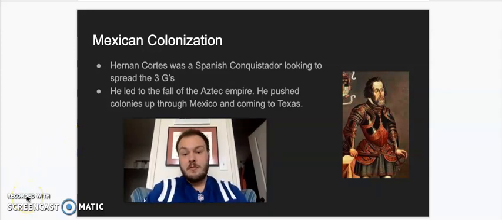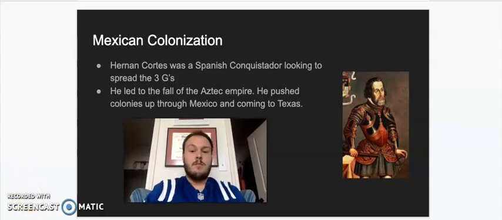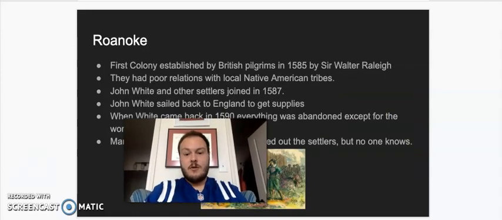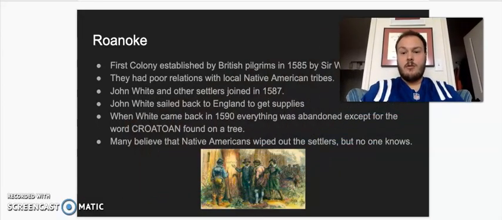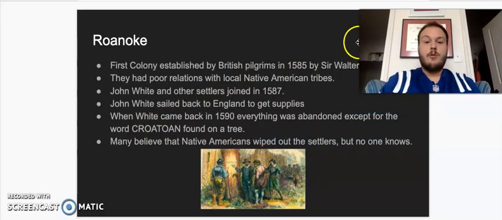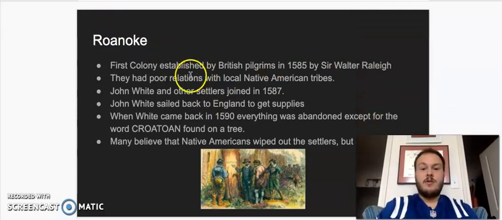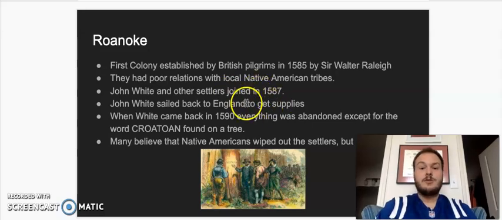But I want to spend the majority of this focusing on the British history that would lead to the American Revolution later on. So before we can really get into 13 colonies, I want us to talk about Roanoke. So Roanoke was the first colony established by British pilgrims in 1585 by Sir Walter Raleigh. So this was the first colony that the British people had set up. It did not go well. As we can see, they had poor relations with local Native American tribes.